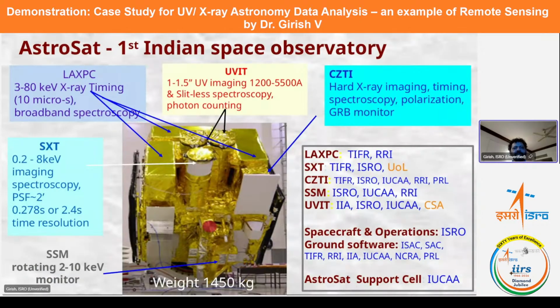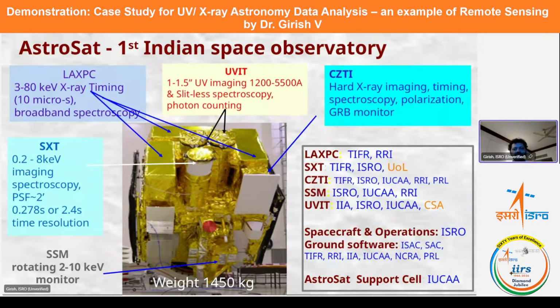LAXPC is the Large Area X-ray Proportional Counter, which is a combination of 3 proportional counters, and it can do observations in 3 to 80 keV. Its field of view is around 1 arc minute by 1 degree by 1 degree, defined by the collimator. It does not have any imaging capability. Then the Soft X-ray Telescope observes the sky in 0.2 to 8 keV, and it has optics. I'll be talking about optics when I come to SXT.